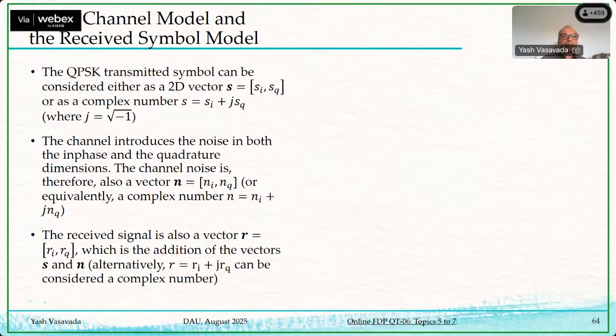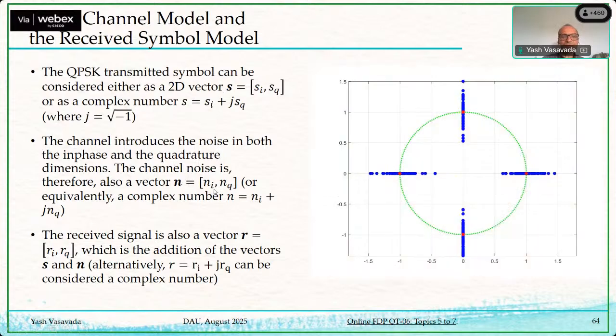Now, at the receiver, again, there will be some noise that will be added. Because this is a two-dimensional symbol, the noise also will be two-dimensional, Ni and Nq. So for BPSK, as you could see, the noise was getting added and it was perturbing the transmitted points. For QPSK, this type of perturbation will happen. Is that fine?